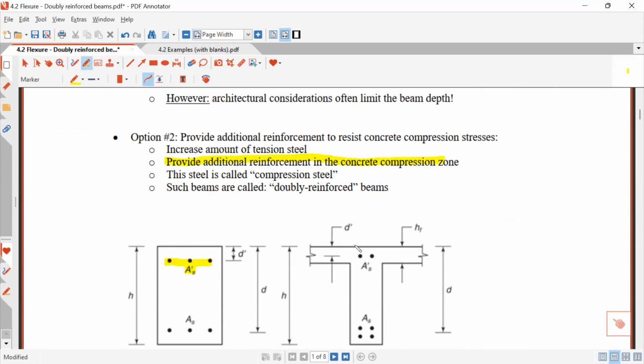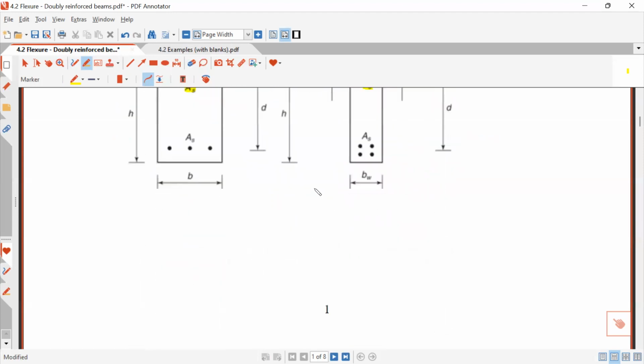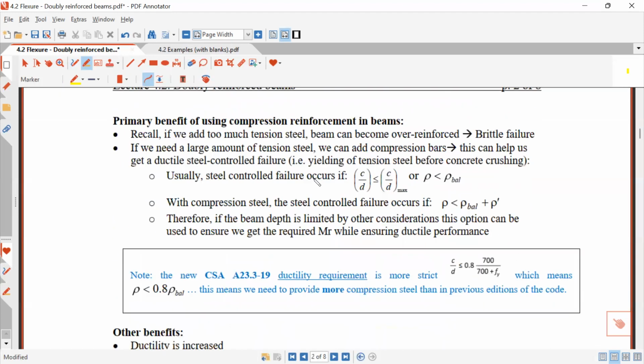Again, we're going to call it AS prime. This steel is called compression steel, and when we analyze beams accounting for this steel, we call them doubly reinforced beams. So that's the introduction.